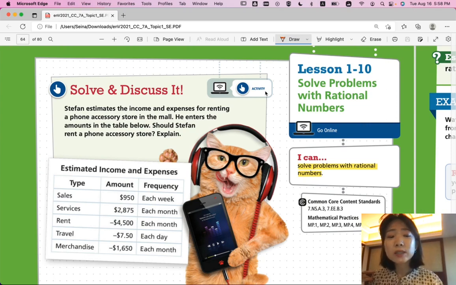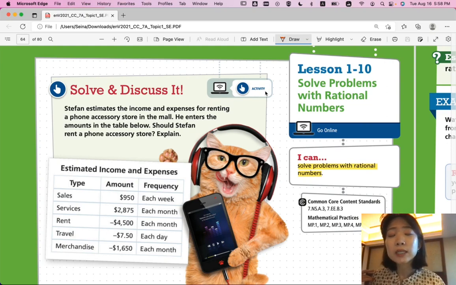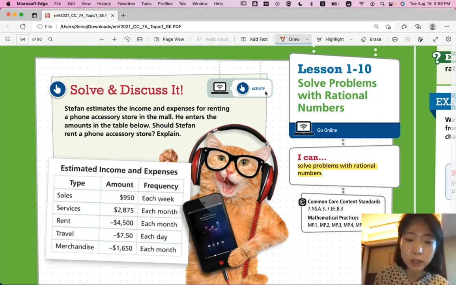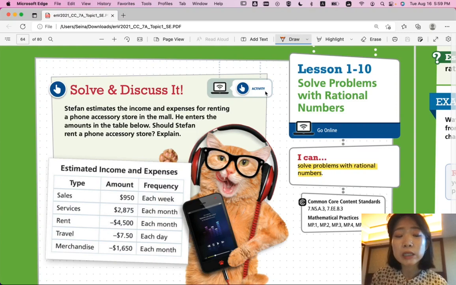So if you look at the table below, sales represent how much money he earns, and frequency means every week he's going to earn that much money. So the amount is $950 every week. So in a month, it's 950 times 4, right? Services. So if he fixes the phone or helps the customers, he also gets some pay. So services would also be money for him, around $2,875 each month.